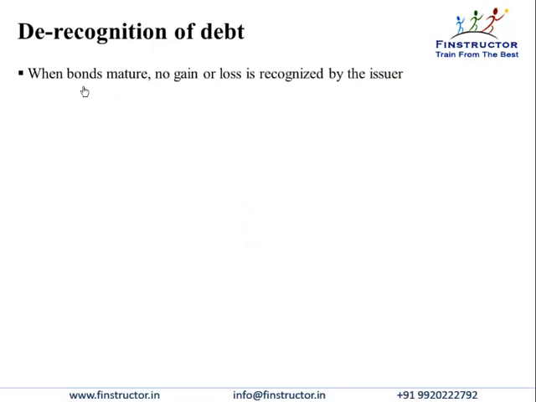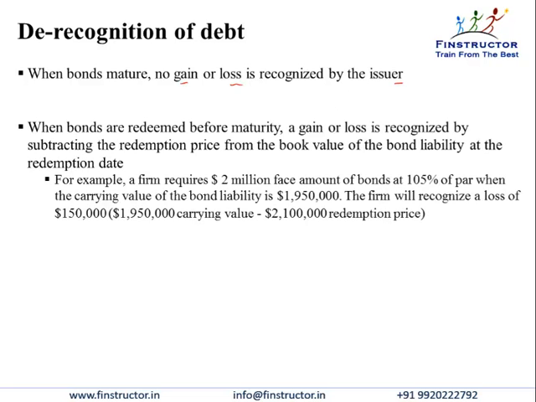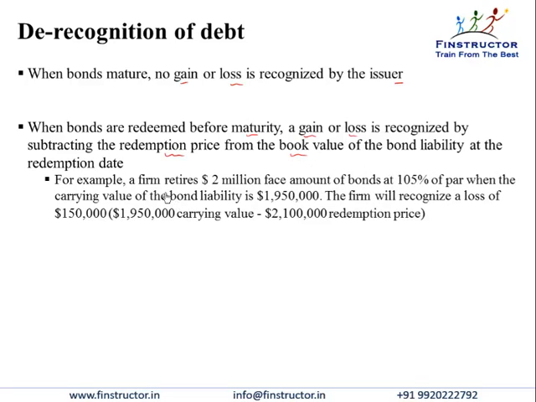So when bonds mature, no gain or loss will be recognized on the income statement by the issuer. The par value would be a cash outflow from financing. If bonds are redeemed before maturity, that is, the issuer buys back and extinguishes the liability before maturity, then a gain or loss may be recognized as the difference between the redemption price and the carrying value of the bond.